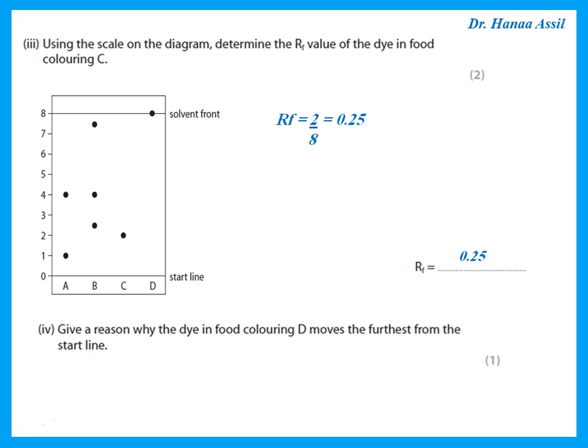Give a reason why the dye in food coloring D moves the furthest from the start line. You should remember, chromatography separates the dyes based on what? It separates the dyes based on their solubility in the solvent. So if something like D goes up very high, that is because it is the most soluble in the solvent. What if something doesn't go up? If it stays on the baseline, we say why did it stay on the baseline? Because it is not soluble in the solvent. So the one that is more soluble in the solvent will go up further in the chromatogram.